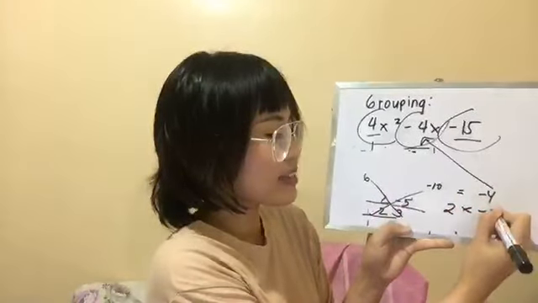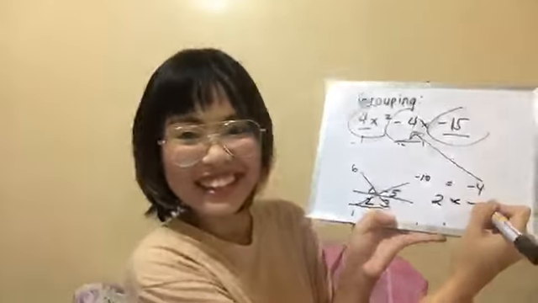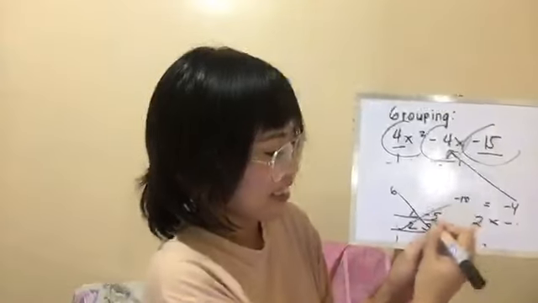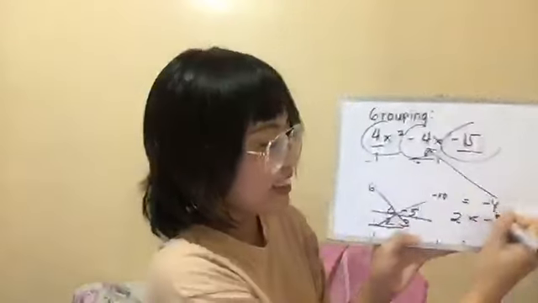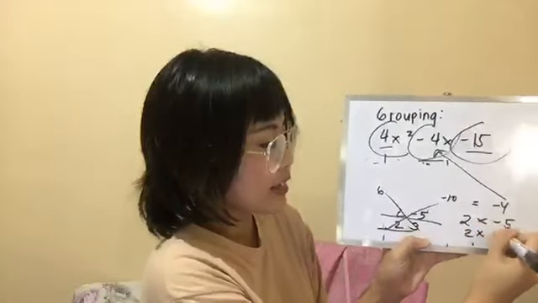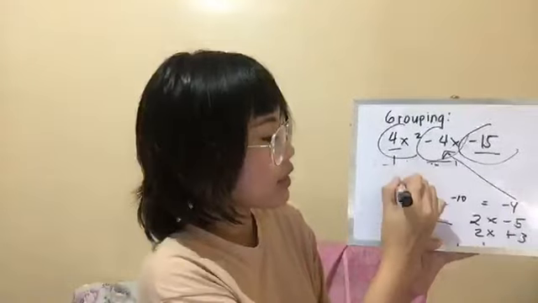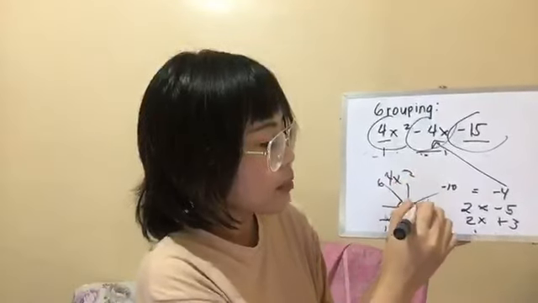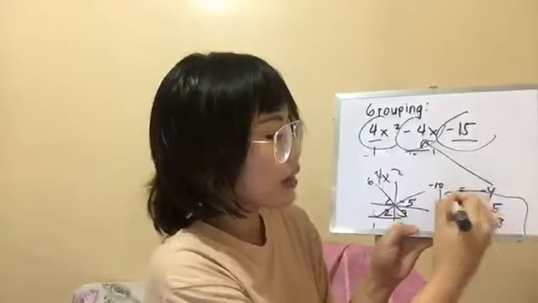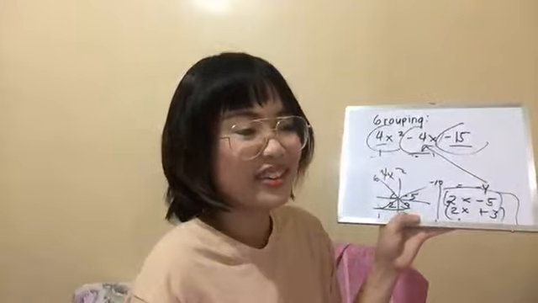2x minus 5, 2x plus 3. Why is it x? Because it's a factor of 4x squared. Then negative 5 and 3 are factors of negative 15. That's why your factors will be 2x minus 5 and 2x plus 3, and it's the same as in here.